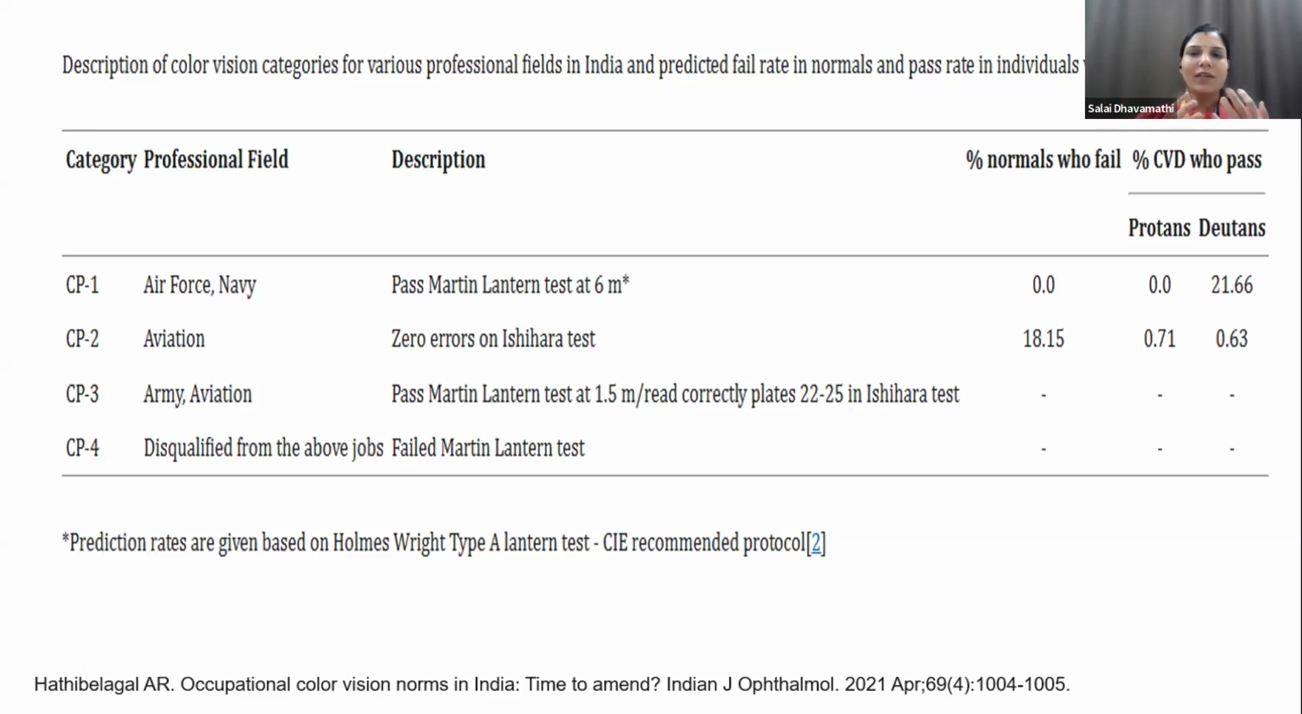Okay, but even Indian standards or the government have some standards. If there is a mild color vision defect, they are advisable for these professions. With a strong defect, they are not at all advisable for Air Force, Navy, aviation, and all. So there are standards.